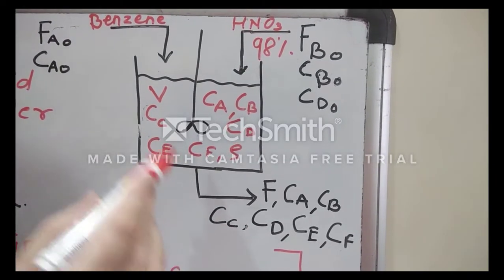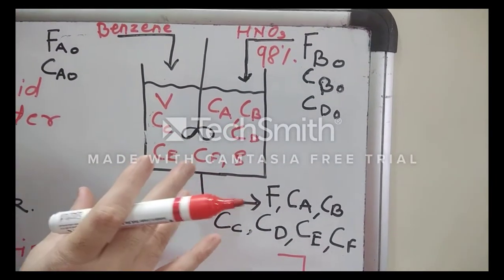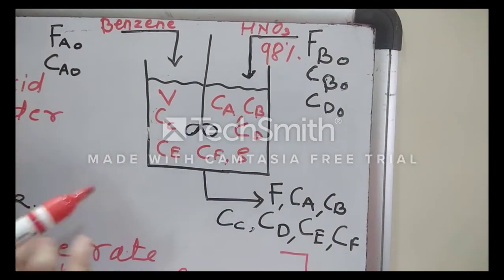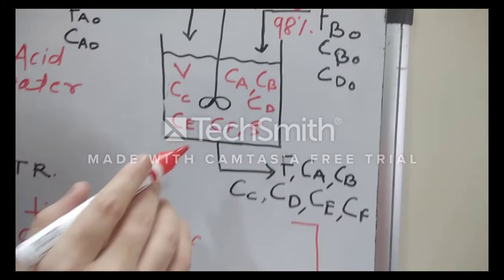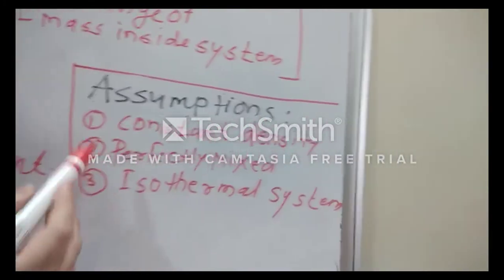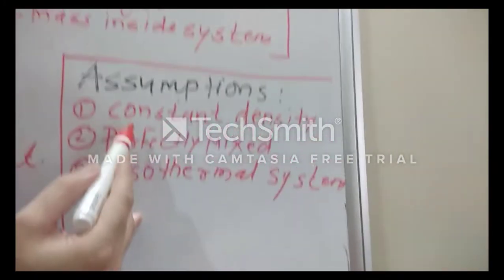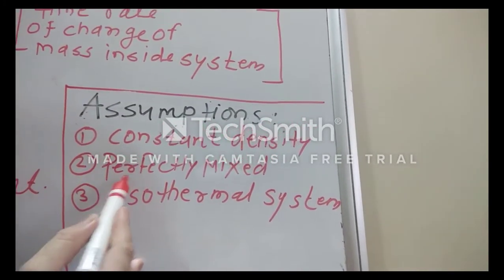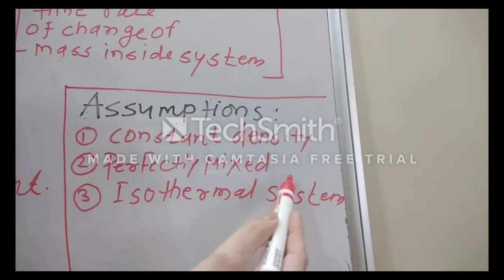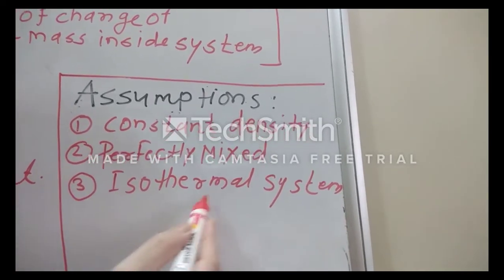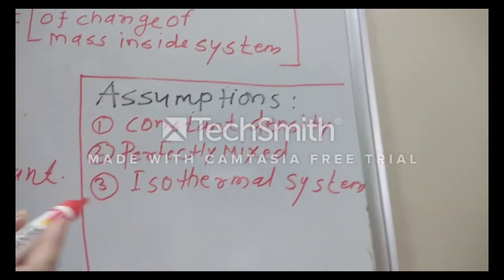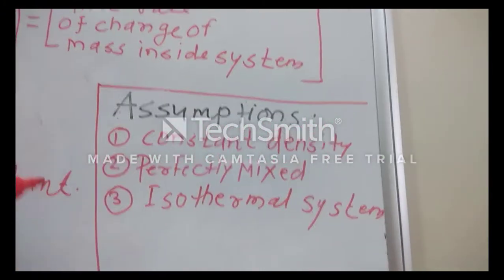Now for modeling of this CSTR, we will make some assumptions so that the complex problem can be simplified. The assumptions are like this. The first one, constant density system. Second, we assume perfectly mixed reactor content. And third one, isothermal system. Now, with the help of these assumptions, we'll start applying the fundamental laws of modeling.